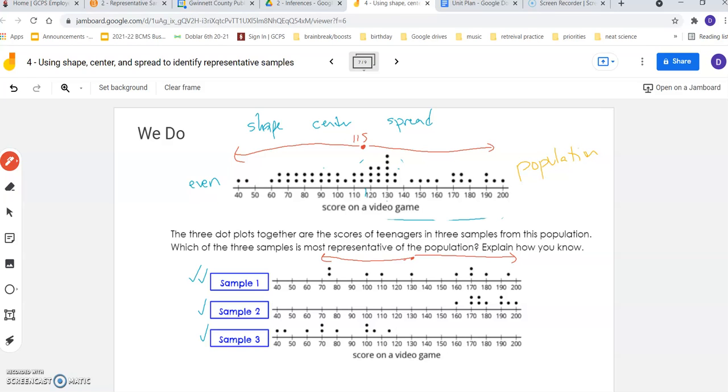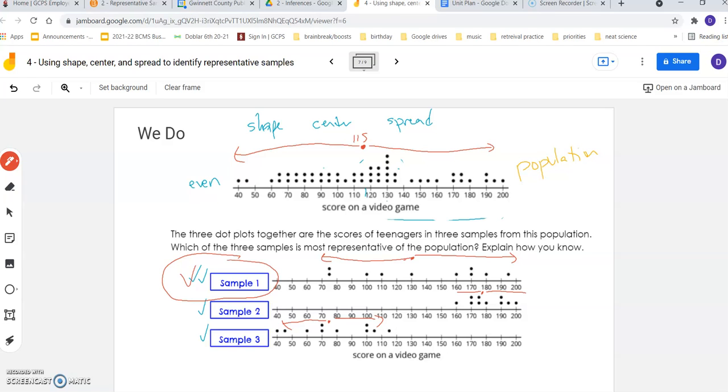Here the middle's way up at like 175 probably, really bad. And here the halfway point's right here, probably around 75. So not even close on the bottom 2. So I think the top one is by far the best sample. It's the best on all 3 measures.